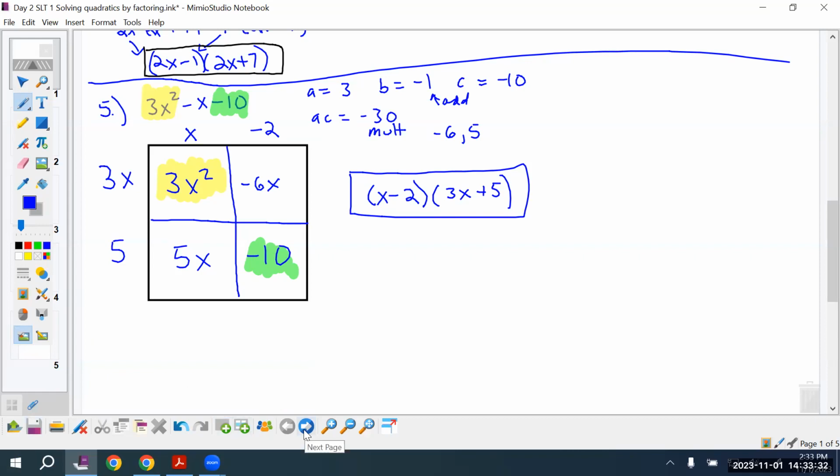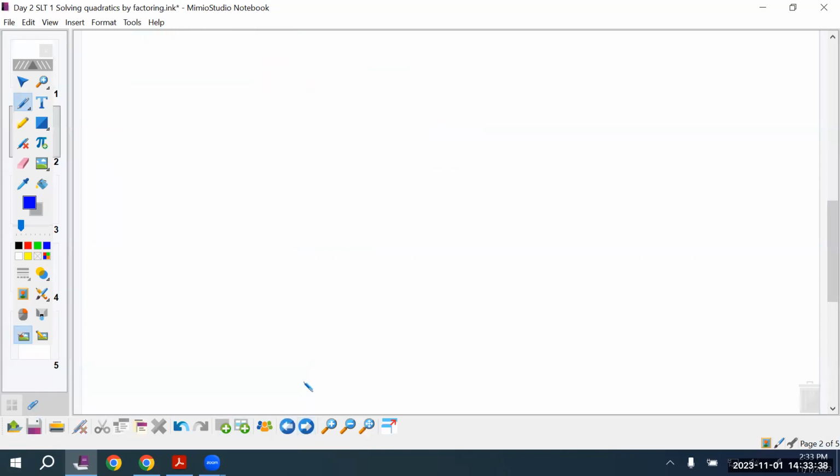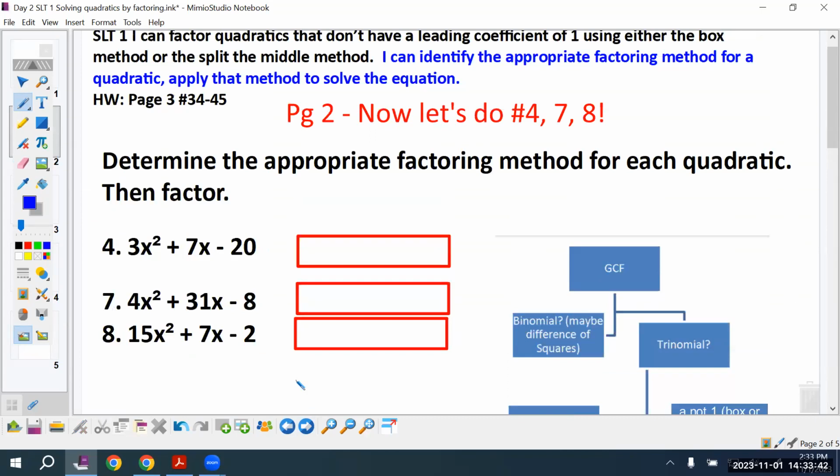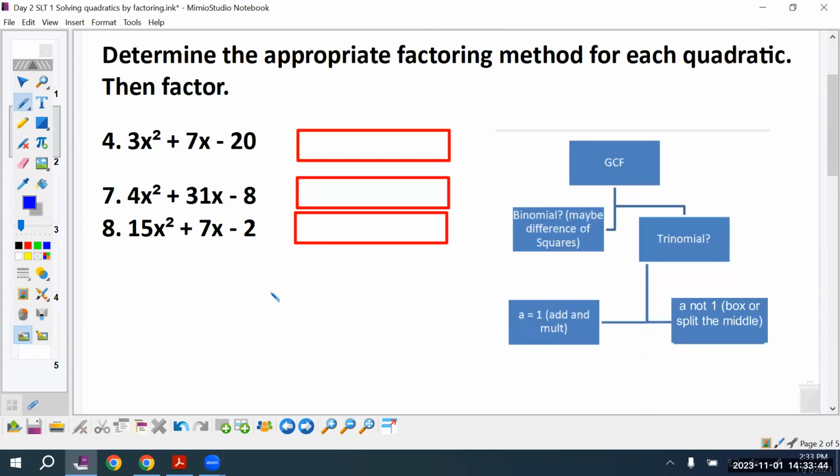You can choose what method you like the best, split the middle or box. I'll probably do box one more time and then I'll alternate. All right, if you turn to page 2, we did not do these 3 yesterday. I'm going to do one of them with you, and then I'm just going to reveal the answers. You can practice those on your own. So I'm going to do 3x squared plus 7x minus 20 with the box method.